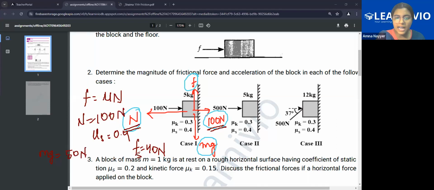This is the static frictional force, so this is our magnitude of frictional force, right? But when we are talking about acceleration, when will the acceleration come? Should we have kinetic friction or static friction?